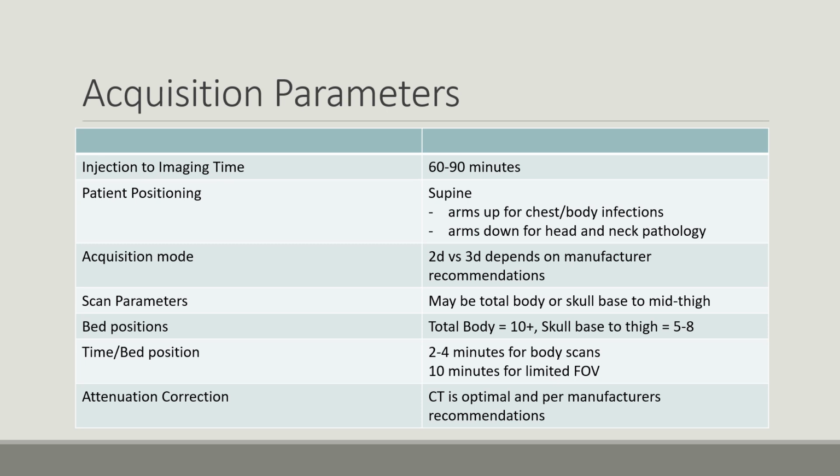That depends on the manufacturer's recommendations. Scan parameters could either be total body vertex to toes, or it could be skull base to mid thigh. For cardiac sarcoidosis, it is acceptable to just scan the heart in the field of view. Bed positions, it's 10 or more for the total body, and the skull base to the thigh is 5 to 8. Time per bed position, 2 to 4 minutes for body scans, and 10 minutes for limited field of view.